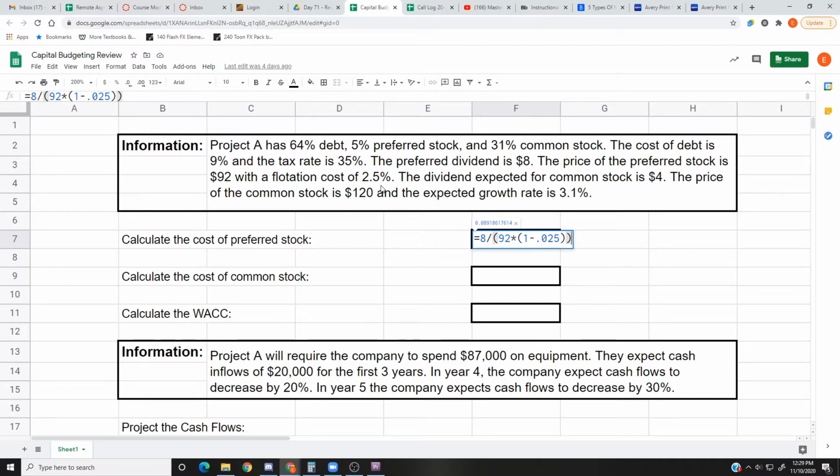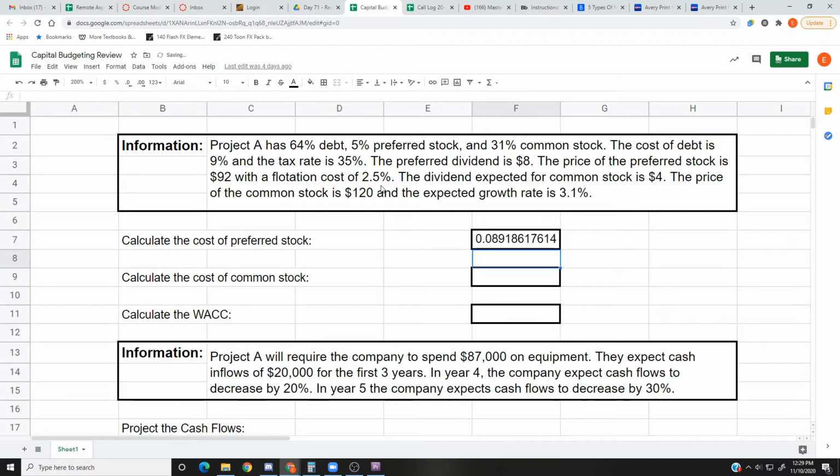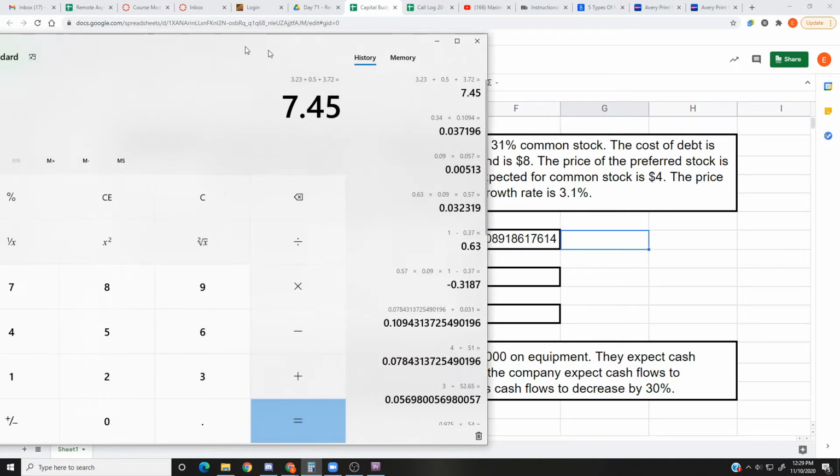Now, you're sitting here going, maybe, what in the world, right? How did we get to that point? So I'm going to remind you how the formula works. Okay, the formula is the dividend divided by, and everything on the bottom is the price of the stock times parentheses 1 minus the flotation cost. And so in order to calculate that correctly in Excel, that's what I had to do. But there's nothing wrong with doing this the old school way with a calculator. So I'm going to show you this again, this time with the calculator.